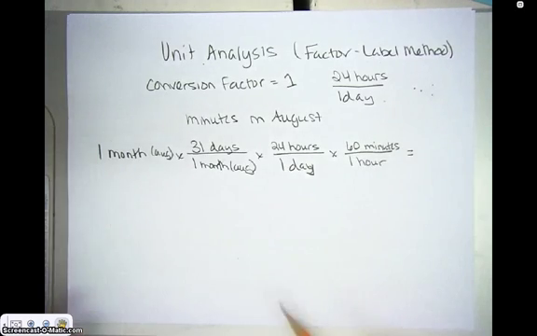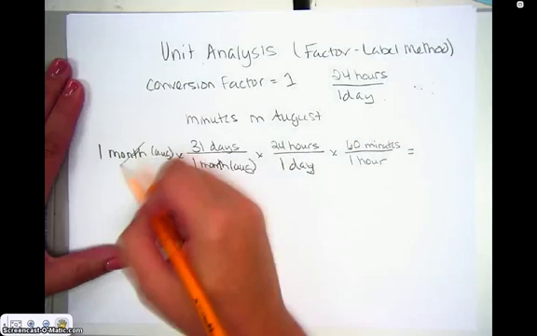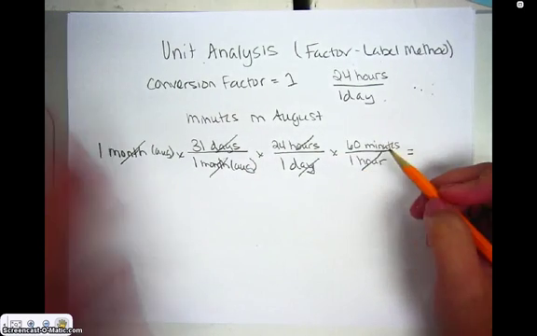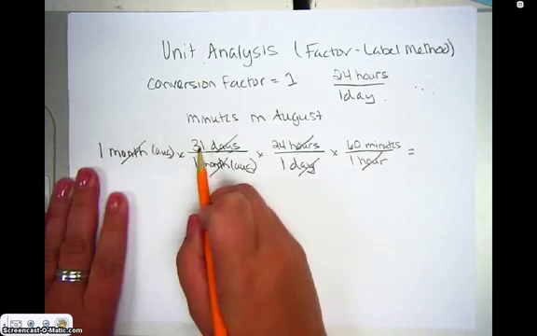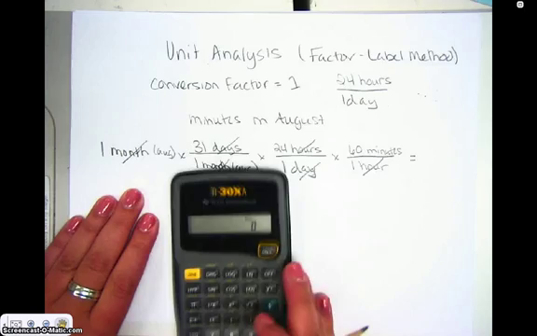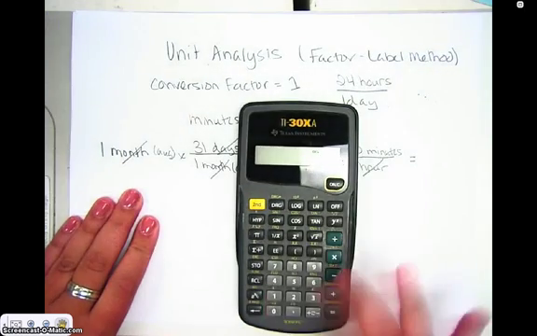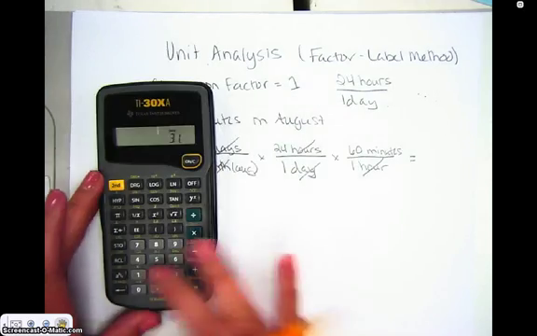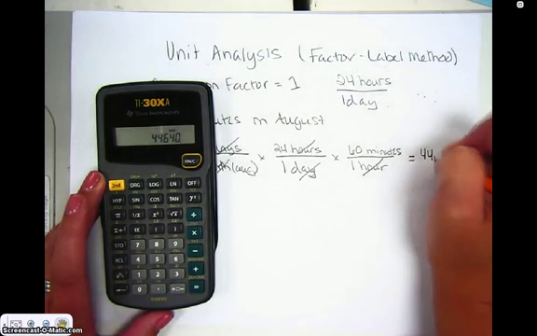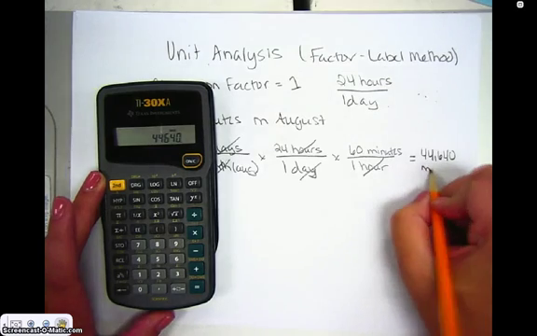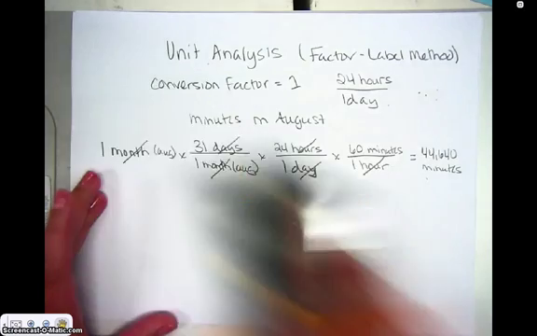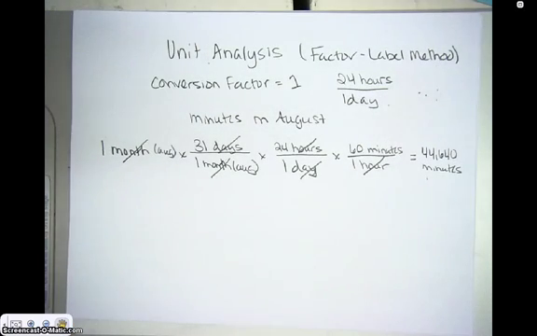Now, if we go through, we can see that months will cancel, days will cancel, hours will cancel. And so if I just take 1 and multiply it by 31 times 24 times 60, that should give me the number of minutes in the month of August. So 1 times 31 times 24 times 60 gives me 44,640 minutes in August. So that's how we set up a unit analysis problem.